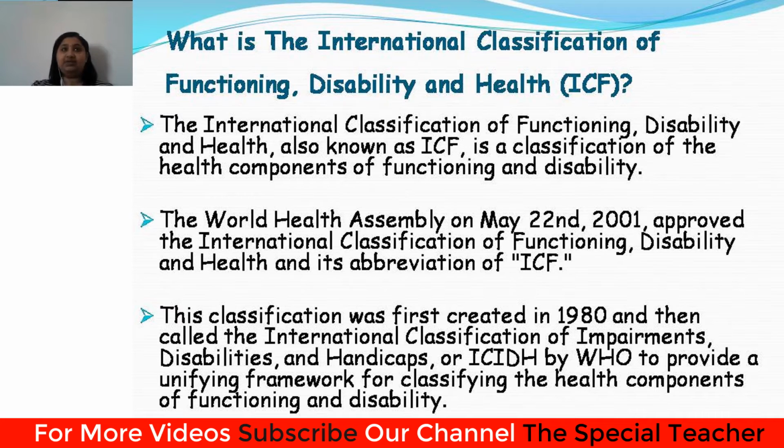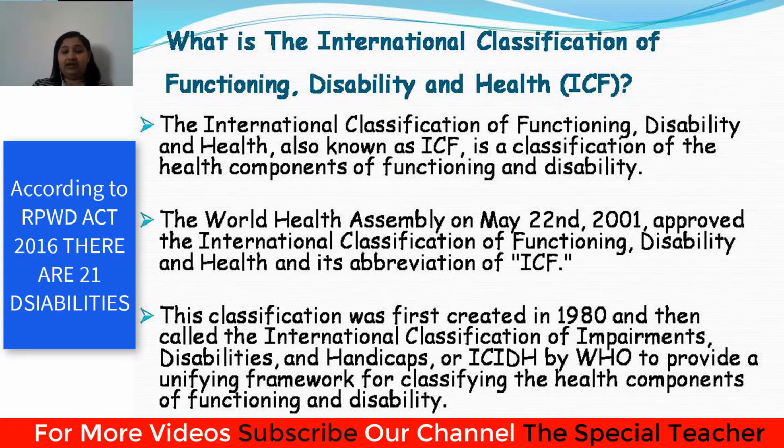This categorization was initially given by the ICF, the International Classification of Functioning, Disability and Health, as you all know. It was approved at the World Health Assembly on May 22nd, 2001, as the international classification of functioning, disability and health, based on the three factors we were talking about all this time. Initially it was 7, and then it was later changed to 14.